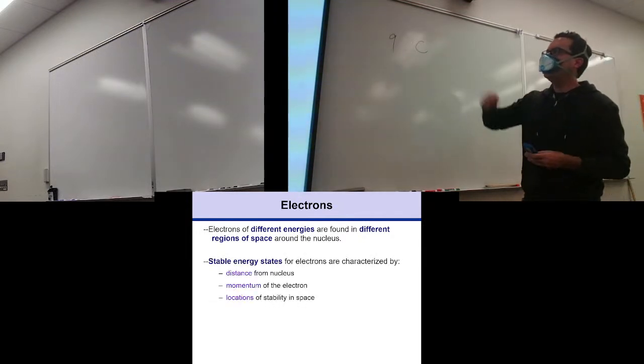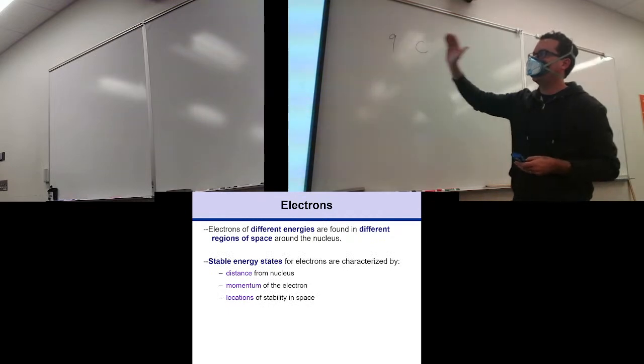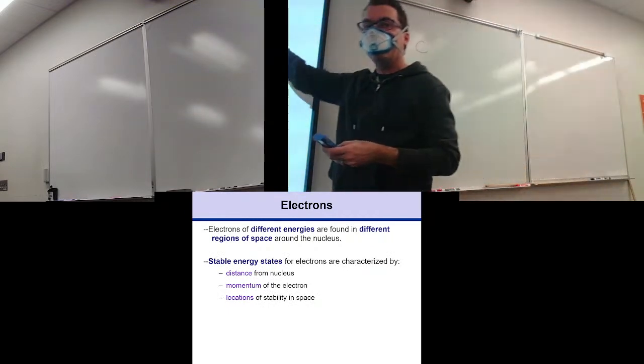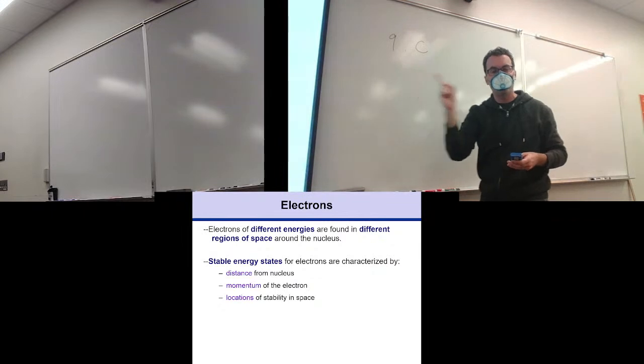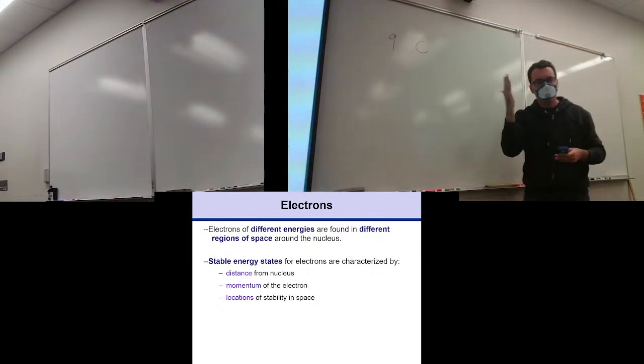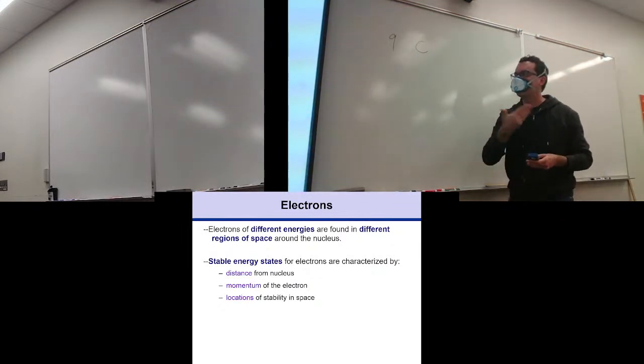And these different energy states are going to be characterized by, again, distance. So the whole kind of distance from the nucleus does apply, but it's not going to be a set distance. It's going to be a range of distances, okay?